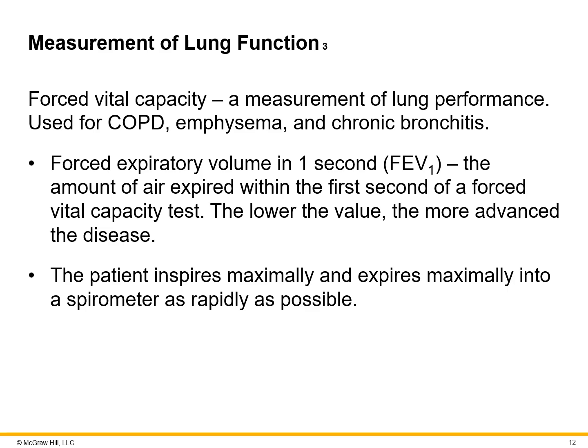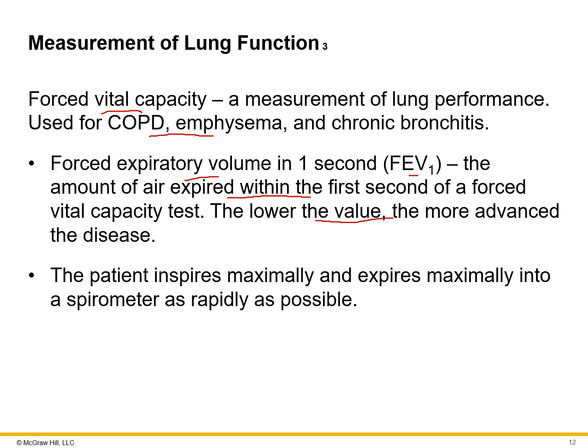Another one that we have here is what's called the forced vital capacity. This is helping to look at lung performance to diagnose things like COPD, emphysema, bronchitis. Our forced expiratory volume 1, expiratory volume in a second, which is FEV1, 1 meaning 1 second. This is the amount of air expired within the first second of forced vital capacity. So the lower the volume, the more advanced the disease, indicating that the emphysema or whatever has worsened.